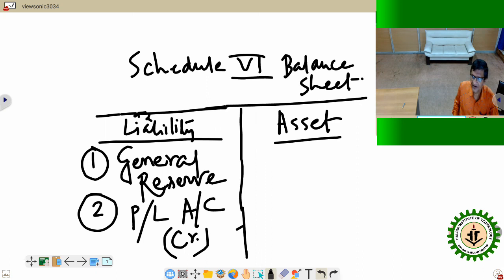But what is PL account credit? PL account credit means profit. It is the credit balance of the profit and loss account which is considered as profit. If there is a loss, then you will write the opposite thing, that is PL account debit. Now obviously that comes under the asset side.